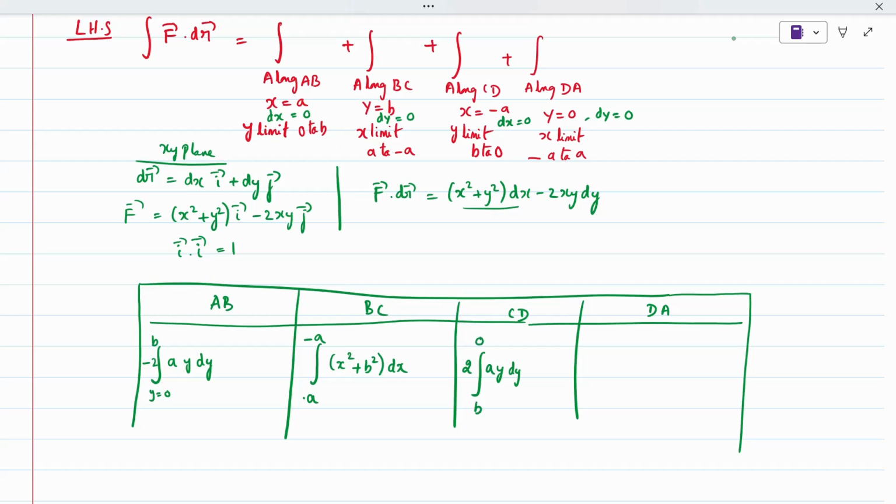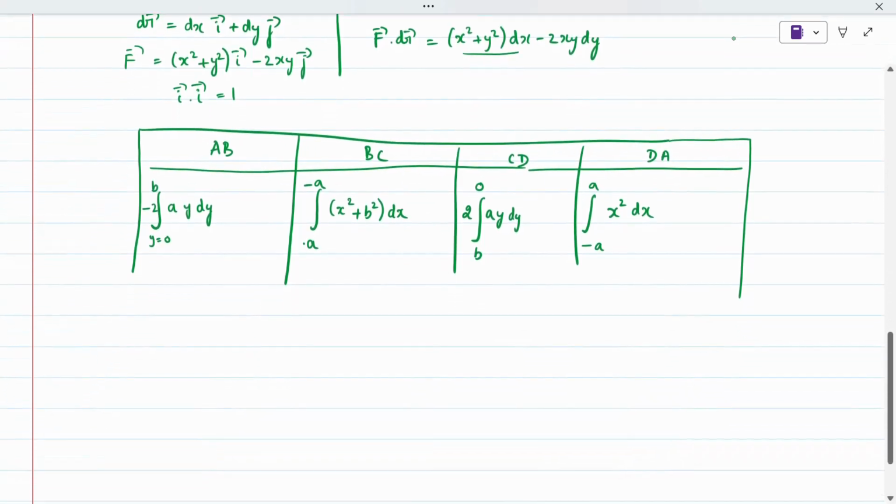Okay. Next, fourth. So dy is 0. Dy 0 means this is fully 0. So in this y also 0. This also will go. So limit will be minus a to a. Only y squared, y is 0, so x squared dx. So completed. So if you write it like this, we will not make any mistake. It's not wrong if you do it in this table format. Okay, now integrate it. You will get 4 answers. Add all.